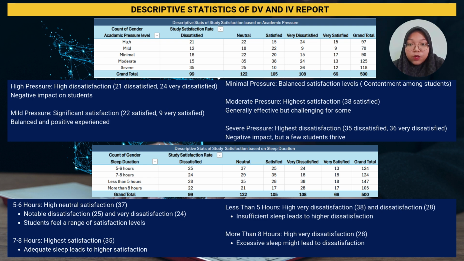Moving on to sleep duration. For 5 to 6 hours of sleep, this group shows mixed satisfaction levels, with 61 students dissatisfied or highly dissatisfied and 37 reporting neutral satisfaction. For less than 5 hours, insufficient sleep strongly correlates with dissatisfaction, with 66 students reporting being dissatisfied or highly dissatisfied.